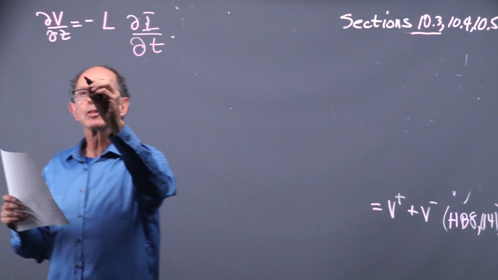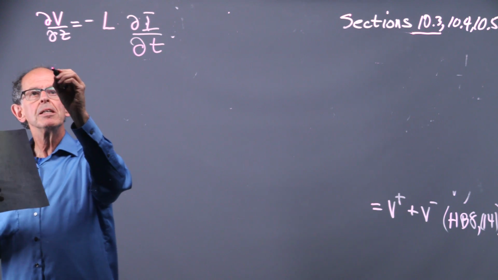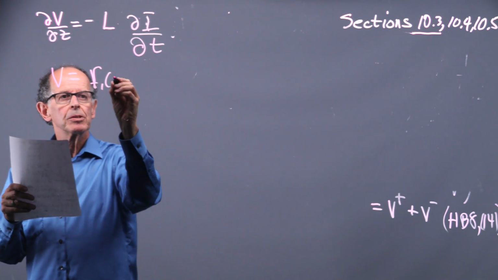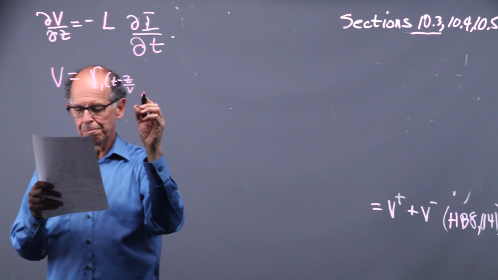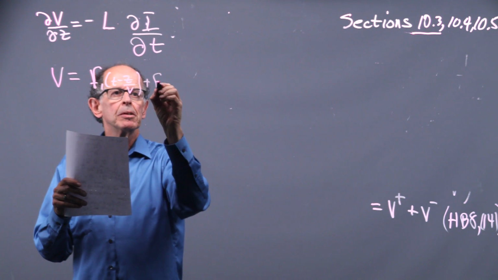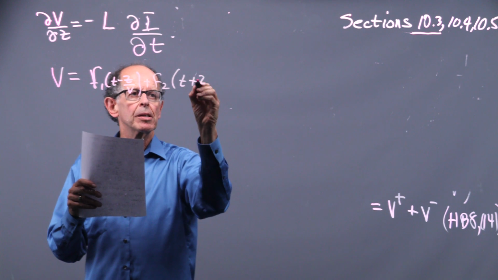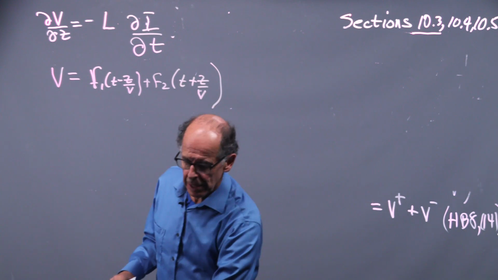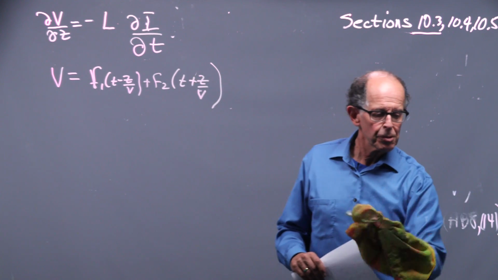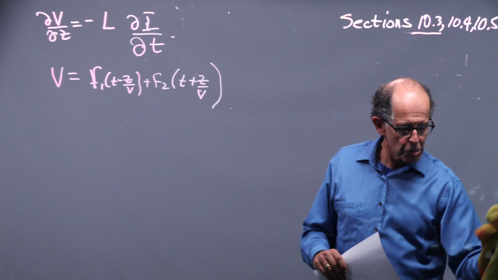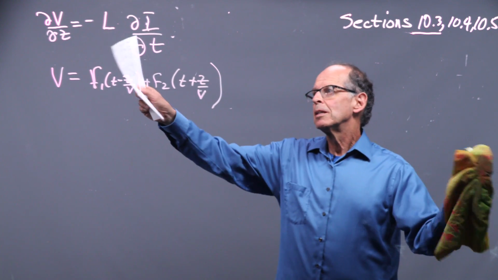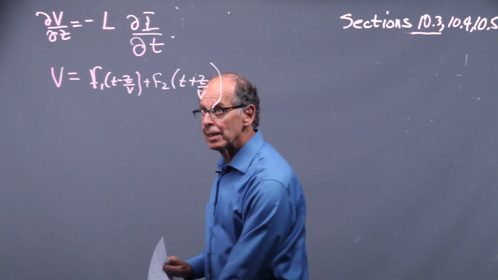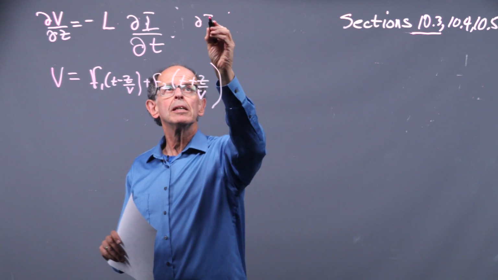So what is V? Just to remind ourselves, V equals F1 of t minus z over v plus F2 of t plus z over v. So that's the equation that we have. Now, differentiating that with respect to z gives us dI/dt. So let's make a note of that.